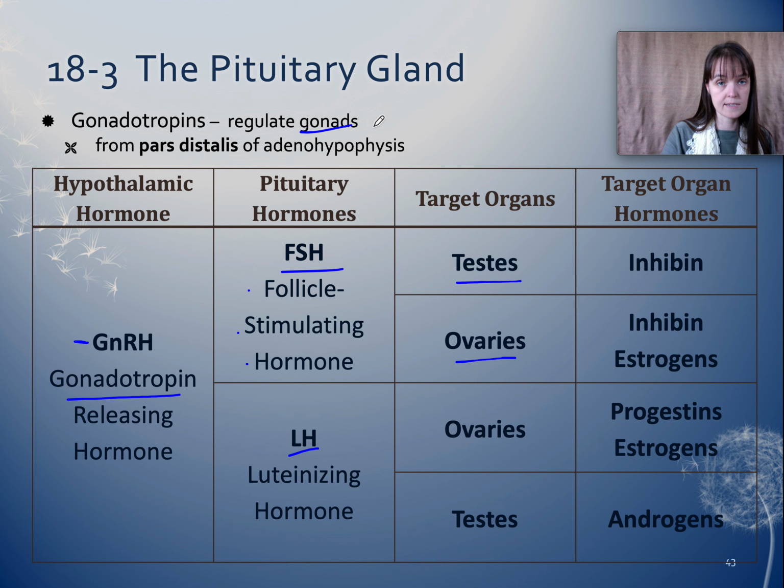Ovaries and testes. Excellent. So the FSH used to be follitropin, and the luteinizing hormone used to be lutropin, although we don't think we need those two. Okay, so testes inhibin, ovaries inhibin, and estrogens. The main estrogen is estradiol. And then luteinizing hormone makes the ovaries make progestins and estrogens, and the main progestin is progesterone. And it makes the testes make androgens.